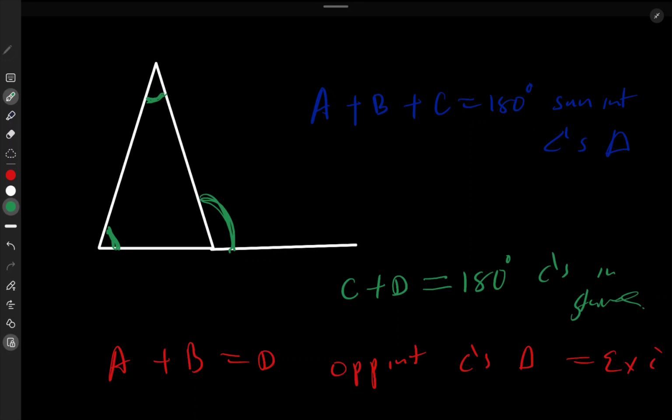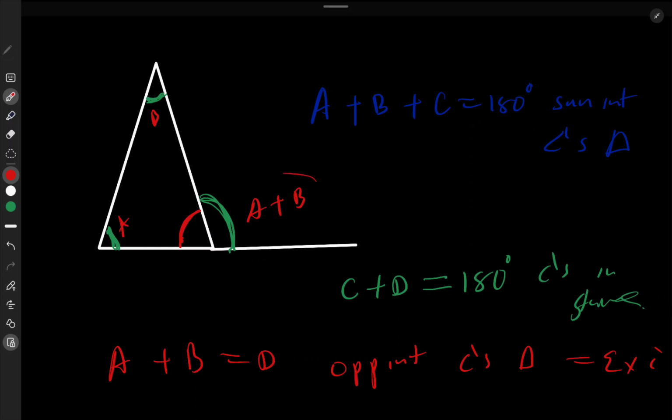Okay, hope now you see it. This is true because this plus this misses this angle to make it 180, of which let me call this B, and we're saying the outer angle is A plus B.